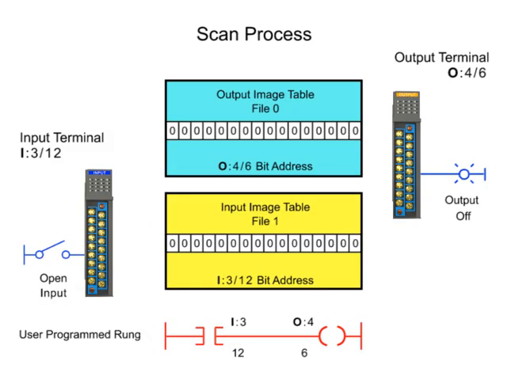The entire scan process is demonstrated further here. When the limit switch is activated, the input module detects a voltage and an on condition is updated in the input table with a value of 1.